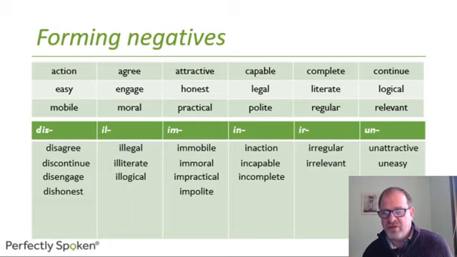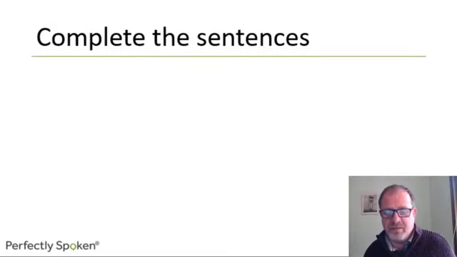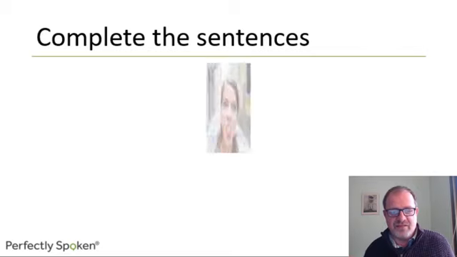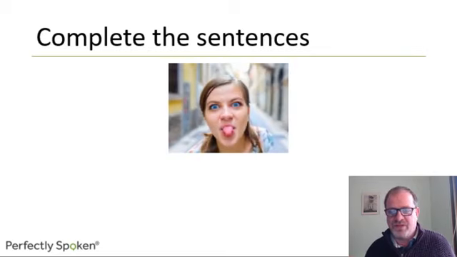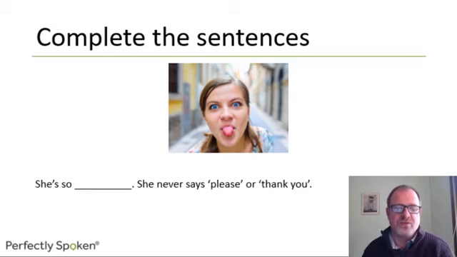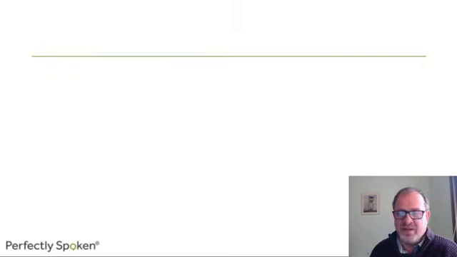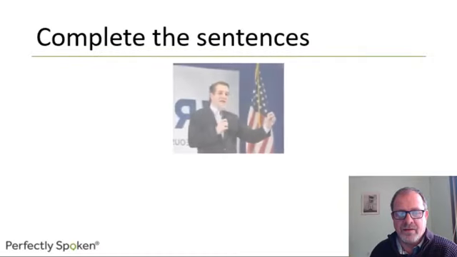Okay, good. So we're going to look now at some sentences and see if you can complete them with the correct negative. Okay, so there's a woman being very rude, sticking out her tongue. She's so something, she never says please or thank you. So a synonym for rude. She never says please or thank you. She's so impolite. Impolite.